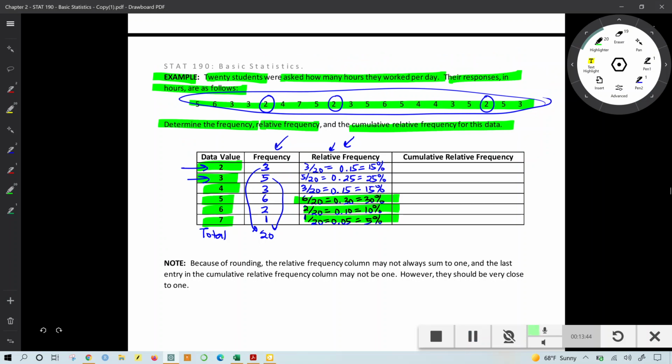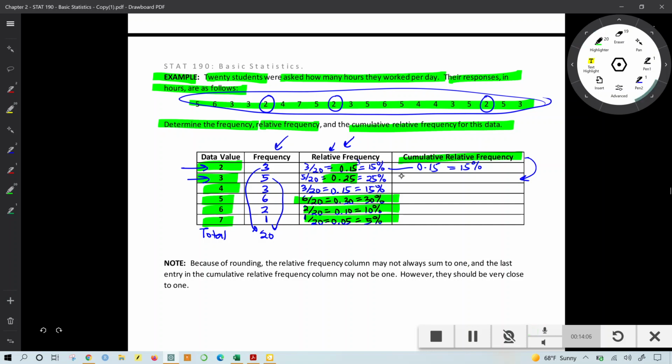And then we move on to cumulative relative frequency. In this case, the first cumulative relative frequency is 0.15, same as 15%. The second cumulative relative frequency is the addition of the first 2 relative frequencies.